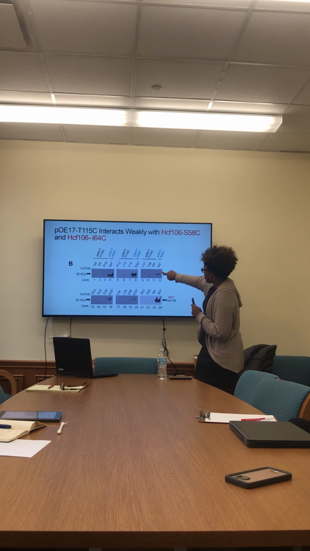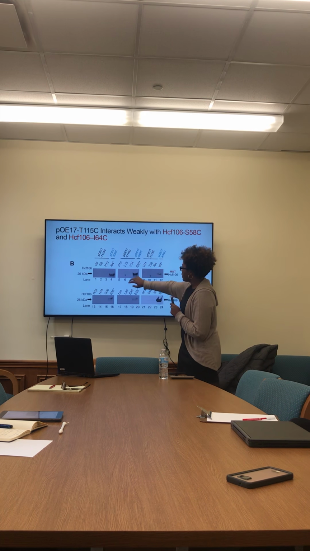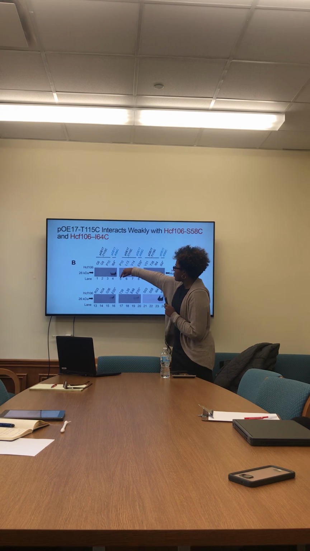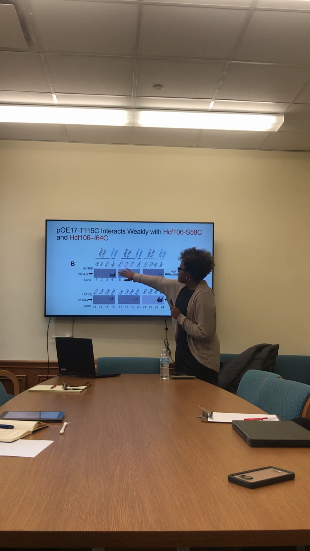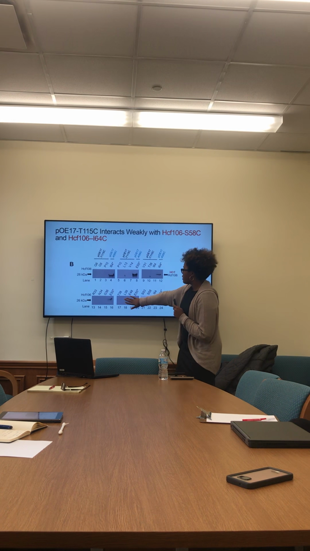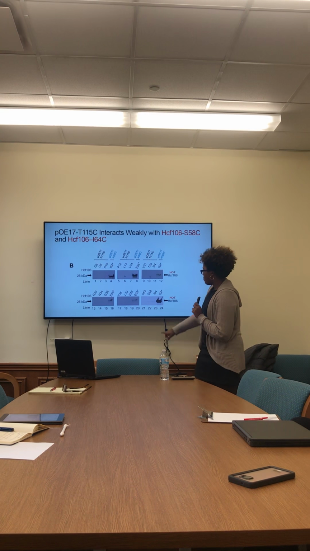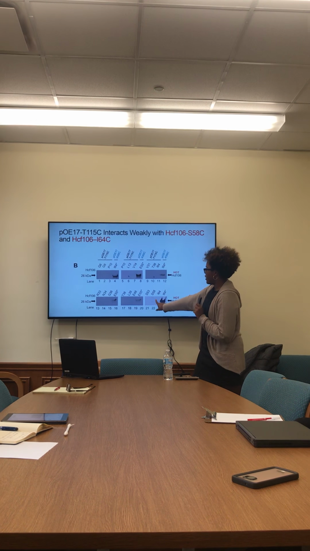And so again, on this side, all of these columns, I have my positive control with another variant of oxygen evolving complex and one variant of HCF106. So the only cross-linking I got was at the very end of the APH, and it's very faint.